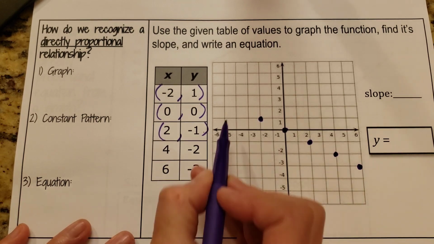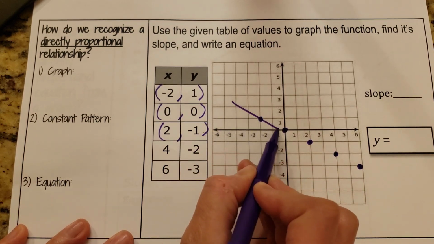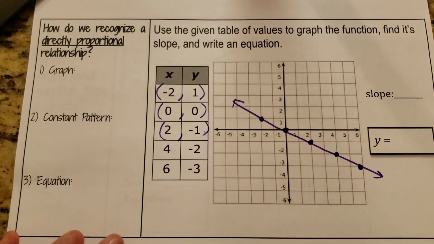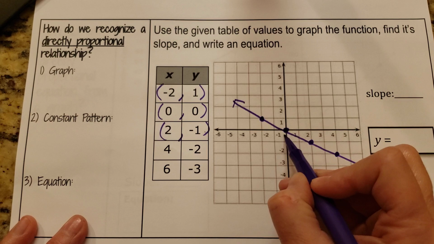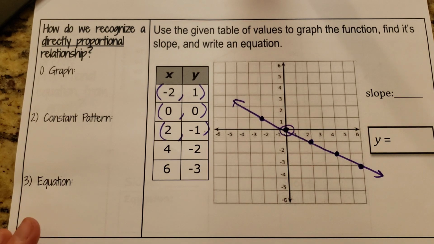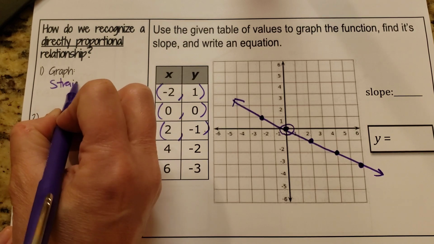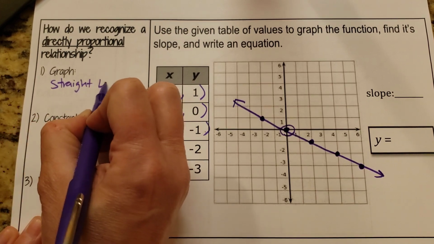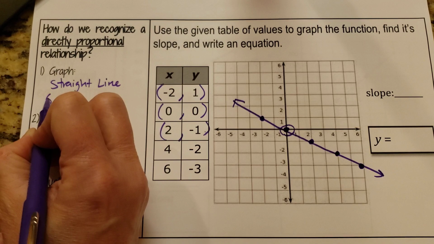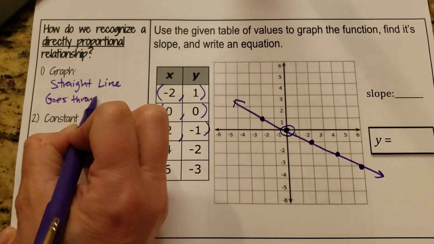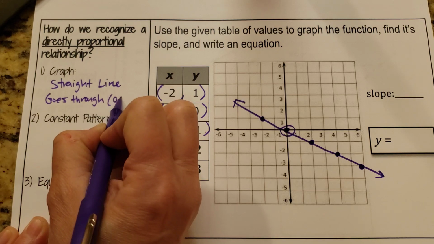Then just go ahead and take a moment and draw a straight line through your points. And you can see here that the graph is a straight line, and of course it goes through the origin. So over here on the left, let's just go ahead and write that. We have a straight line, and it goes through the point 0, 0, which is the origin.